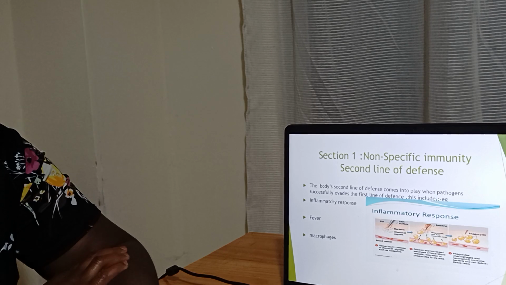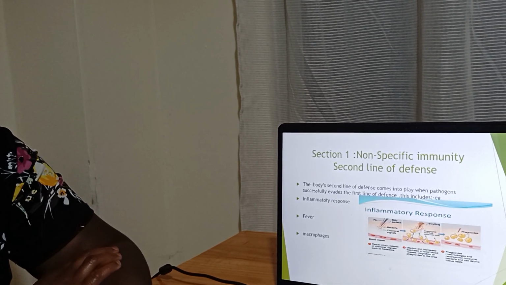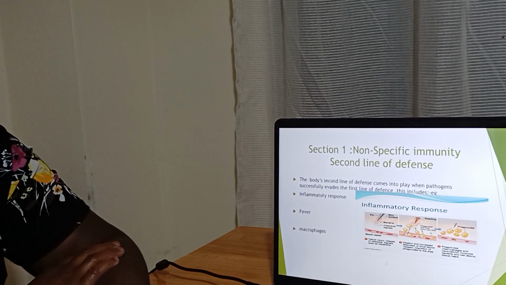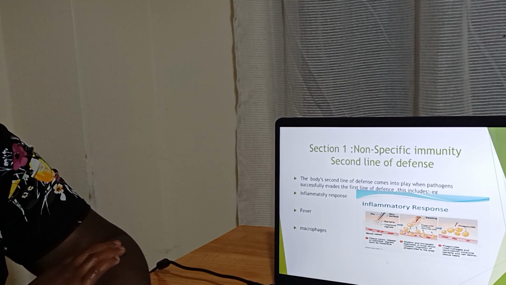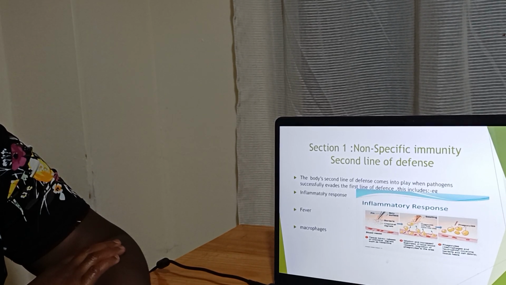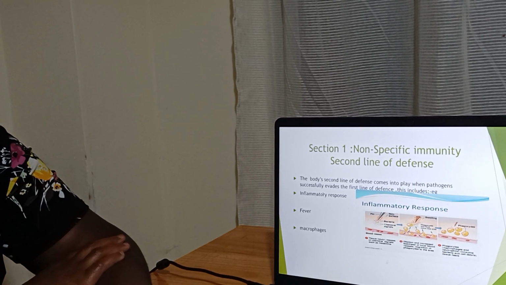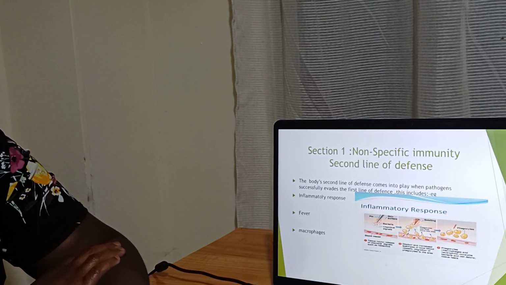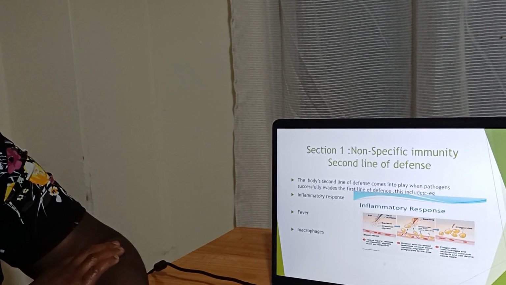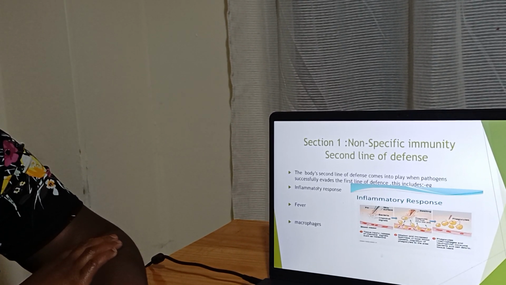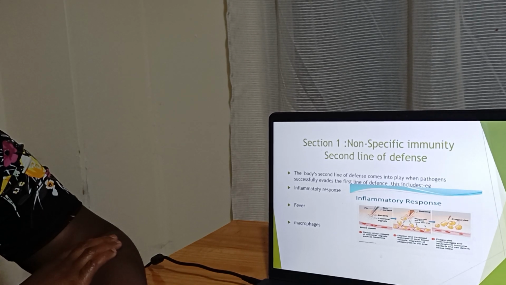And then we have the second line of defense. So that is the body's second line of defense, which also includes a variety of non-specific immune responses that recognize and eliminate any pathogens that successfully evade the first line of defense. And then such defenses include inflammation responses. So this is a localized response to tissue damage caused by infection or injury that results in pain, swelling, redness, and heat.